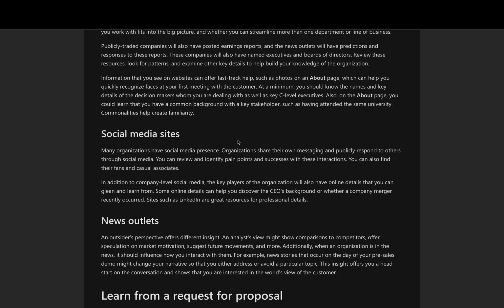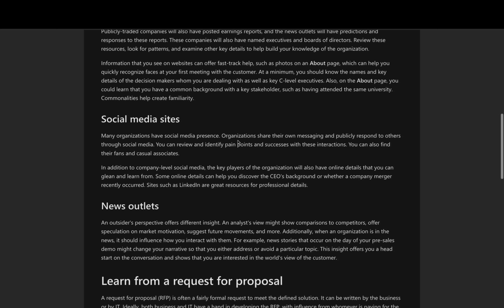Publicly traded companies will also have posted earnings reports, and the news outlets will have predictions and responses to these reports. These companies will also have named executives and board directors. Review these resources, look for patterns, and examine other key details to help build your knowledge of the organization.